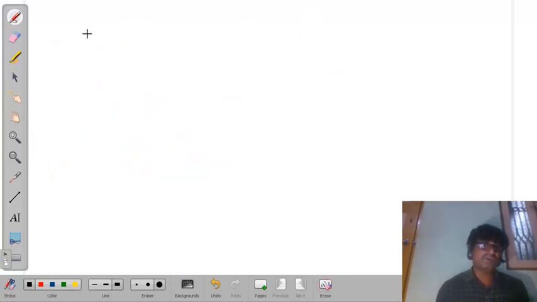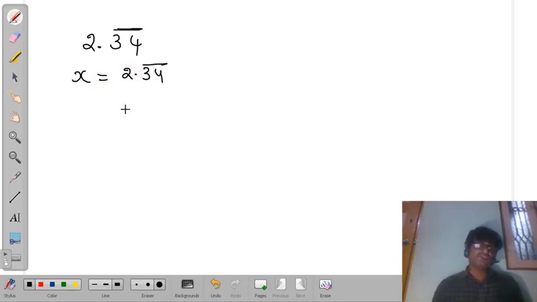Suppose we have something like 2.34 bar. So how to do this one? 2.34, now the bar is for 3 and 4. So let us take this one as x equal to 2.34 bar. Under the bar we have two digits.